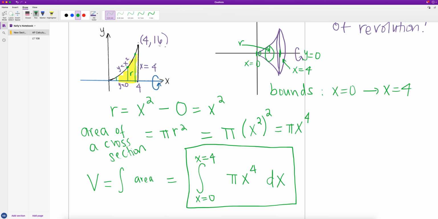Since the question asked us to set up and not solve, I don't need to actually go through integrating this. And for right now, we're just going to focus on how we set up each one of these integrals and not actually integrating them for now.